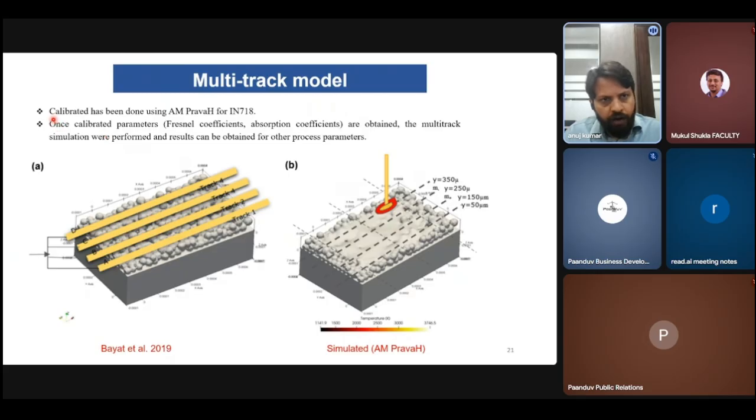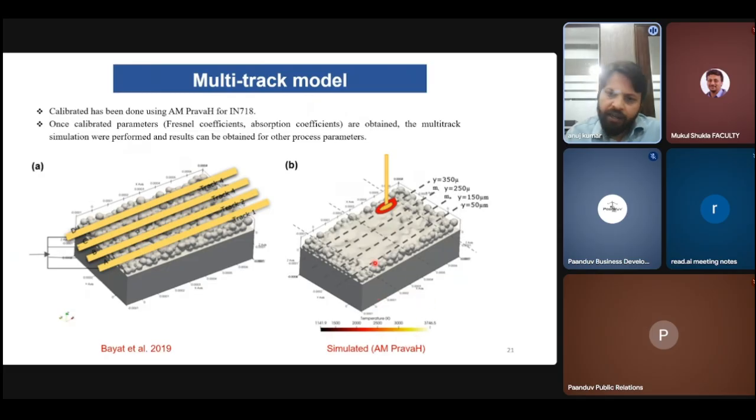So the very important part of the process modeling or simulation is this first point, which is calibration. Why do we need calibration? Because we have to imitate, we have to replicate the actual scenarios, actual friction coefficients, actual absorption coefficients. These are only obtained once calibrated successfully, and then we can go for the multi-track simulation. Again, we started with a certain study of multi-track, which is an experimental plus modeling study, and we try to simulate that actual process with AM PravaH.